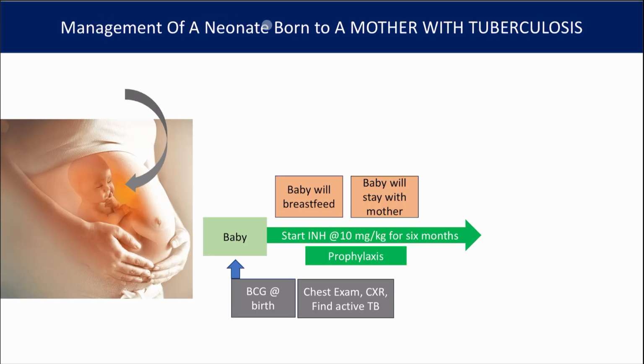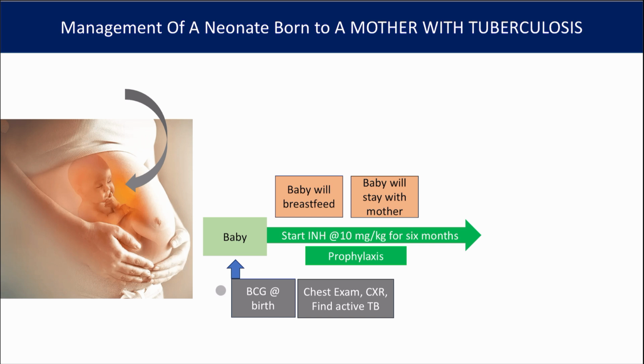Okay, the management of a neonate born to a mother with tuberculosis. How will you manage? Suppose this is a mother, and the mother is an active case of TB, and is also taking the treatment. What should be the protocol for management in case of the baby? Look, in that case, the baby will be receiving INH, isoniazid, at the rate of 10 mg per kg for 6 months. Look here, you need to rule out active TB infection in this newborn. Okay, if active infection of TB is not present, you need to give only INH prophylaxis for 6 months.